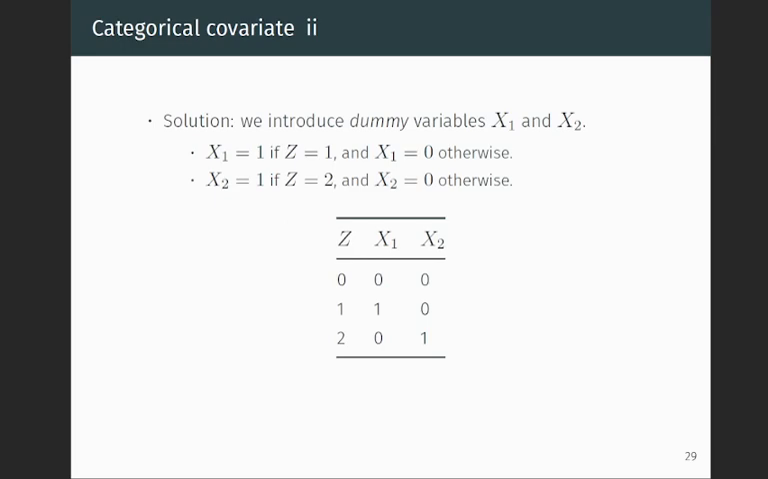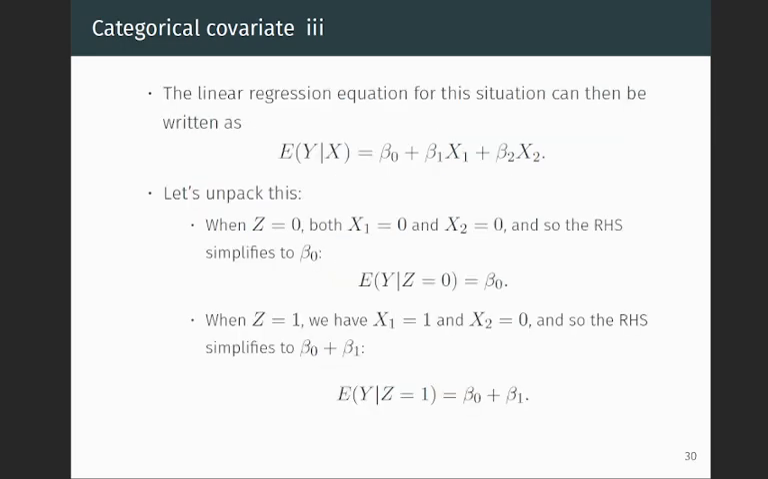So why did we do this? The reason we did this is now we can write the following linear regression equation. And that regression equation will allow us to measure the difference between all subgroups. So let's look at this. We get the expected value of y, given x, is equal to beta 0 plus beta 1 x1 plus beta 2 x2. You can think of x as being a placeholder for all of the x's, so x1 and x2.